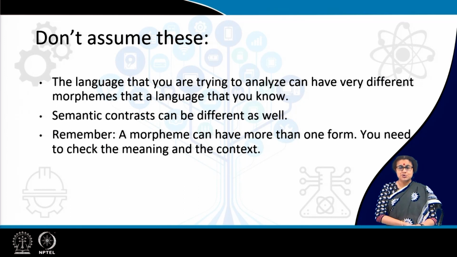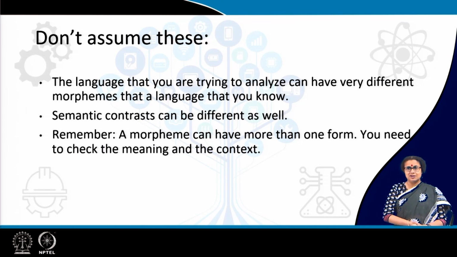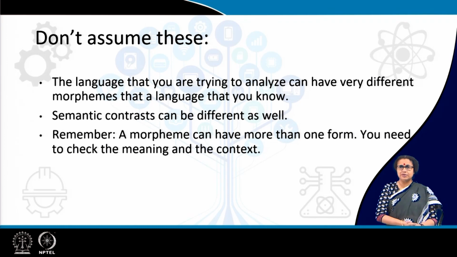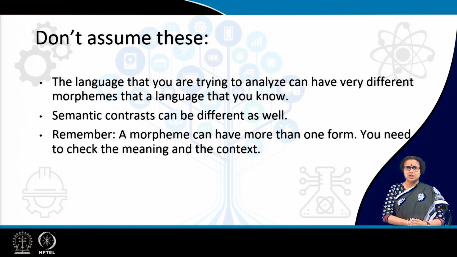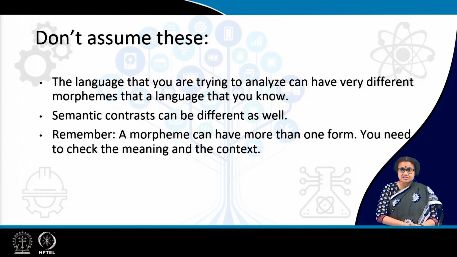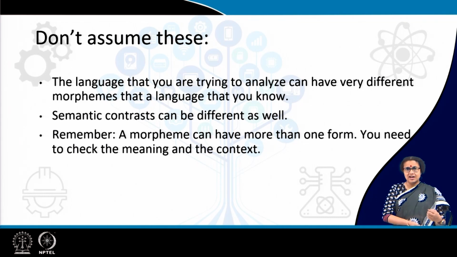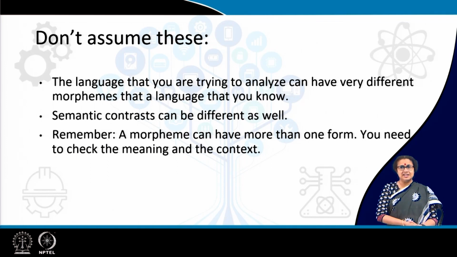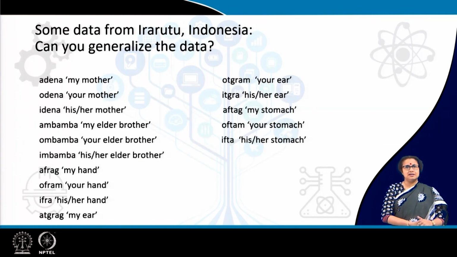This is very important, and also you have to remember that one morpheme can have more than one form. So, we should not be misled by examples of homophonous forms where maybe it is a different kind of morpheme. What do we have to do if we come across such examples? We need to check the meaning and also the context, because context also changes the nature of morpheme. So, we need to remember these golden rules while conducting any kind of morphological analysis.